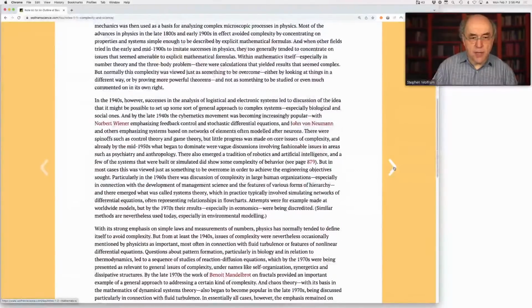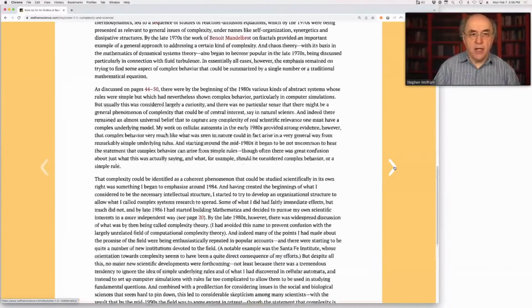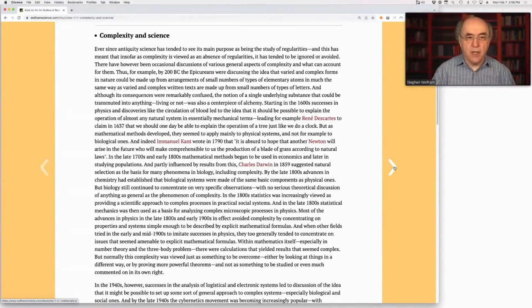Let's see, I talked here about, this is more history about the notion of complexity in science. A few things to comment on, perhaps. This idea in the 1600s that started with Newton and so on, that it should be possible to explain the operation of systems. I comment here on things like the circulation of the blood leading to this idea of mechanical explanations for everything, including biology. And René Descartes said in 1637 that one day it should be possible to explain the operation of a tree just like we do a clock.